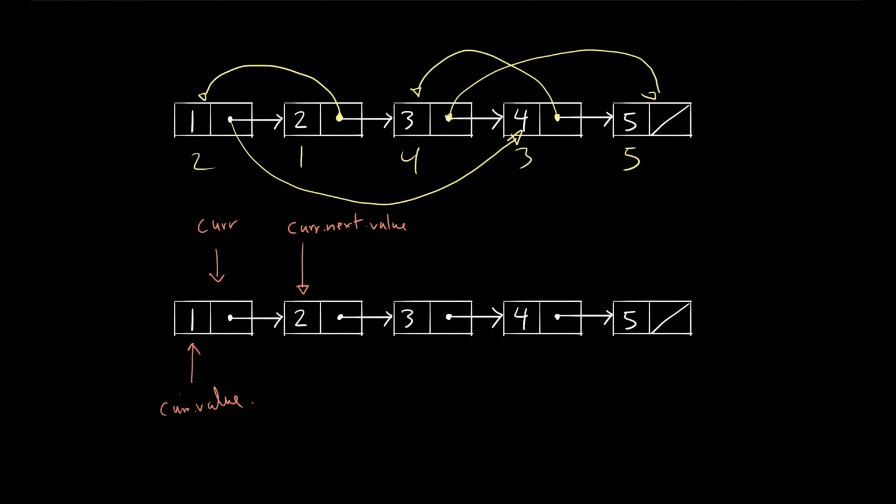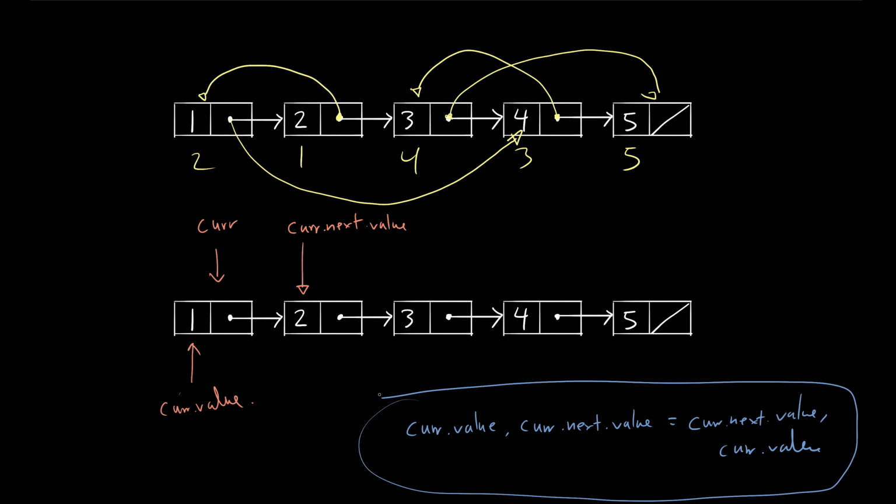So it's as simple as saying current dot value, and then we also want to swap the current dot next dot value equal to, and then we just swap these two. So we're going to bring this guy here and then this guy here, right? So we get current dot next dot value, and current dot value. So that's how we swap both of them. If we just do this operation right here, then what we're going to get is 1 instead, and then 2.